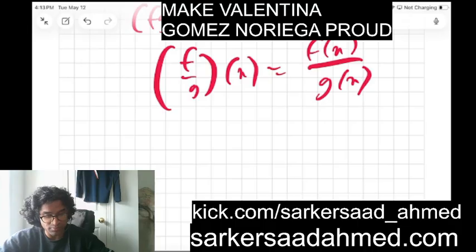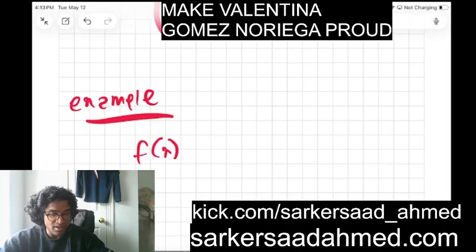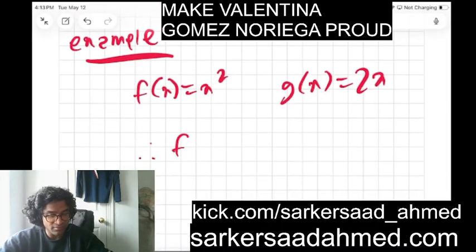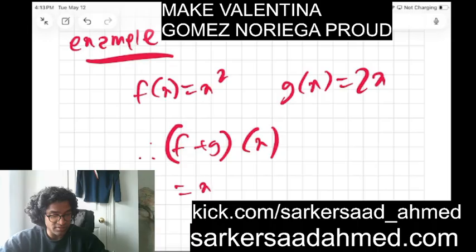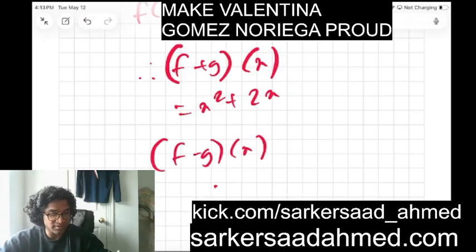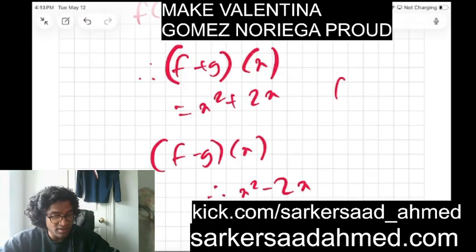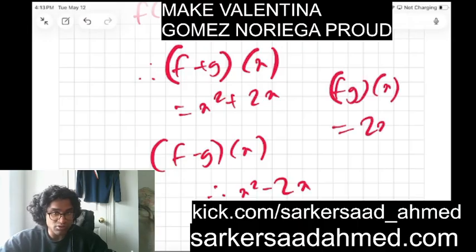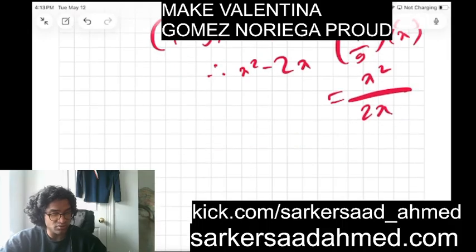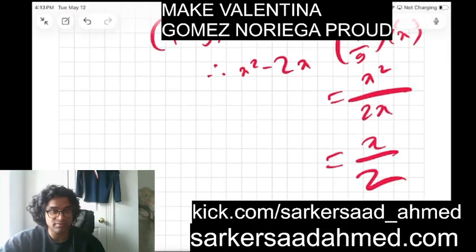So let's say, for example, f of x is x squared and g of x is 2x. Then f plus g of x is obviously x squared plus 2x. f minus g of x is x squared minus 2x. fg of x would be 2x cubed. And f/g of x is simply x squared divided by 2x. You can break that down, so it will be x/2.